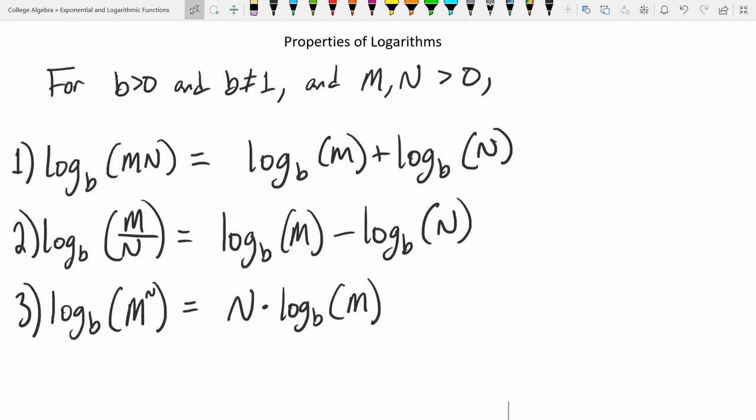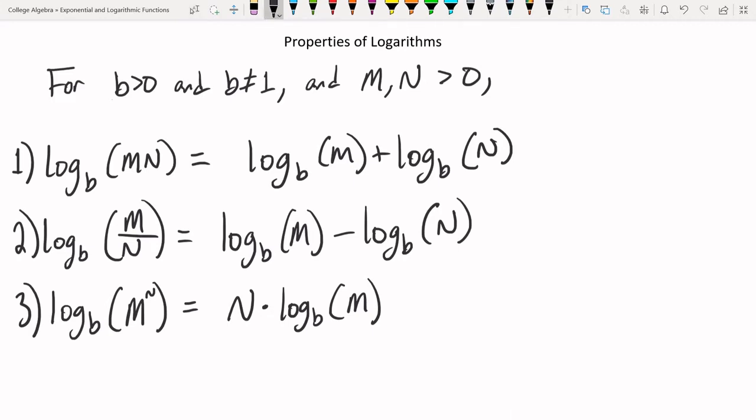And m and n, they can be variables, they can be numbers, they can be whatever, as long as they're positive, because a logarithm cannot have a negative or actually a 0 on the inside of a logarithm. As long as those conditions apply, then you can use these properties. The first one says the log of m times n equals the log of the first plus the log of the second.